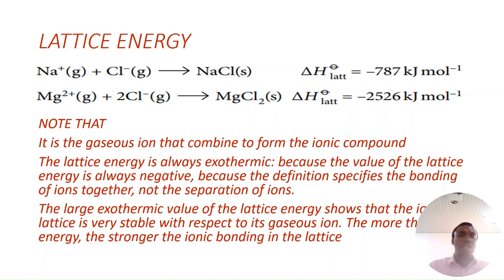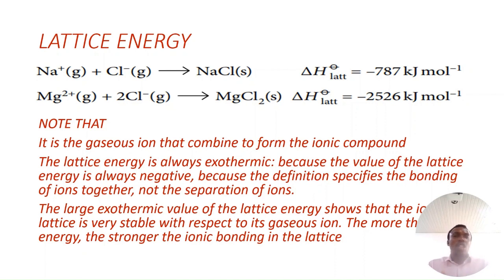Please, there are certain things you need to take into consideration. Take note that it is the gaseous ions that combine to form the ionic compound: the gaseous positive and gaseous negative ions. And the lattice energy is always exothermic. Why? Because the value of the lattice energy is always negative, since the definition specifies bonding of ions together, not the separation of ions. So gaseous ions come together to form an ionic compound with an ionic bond.